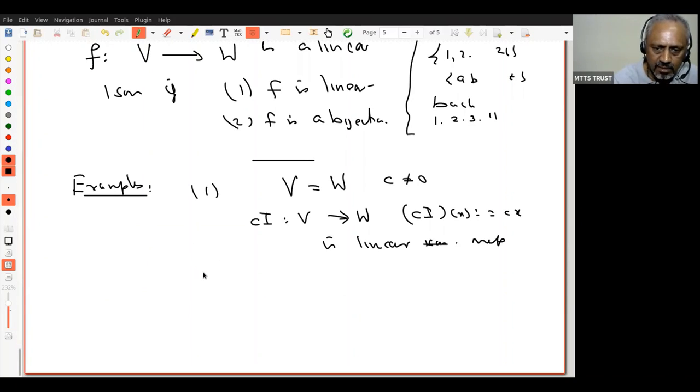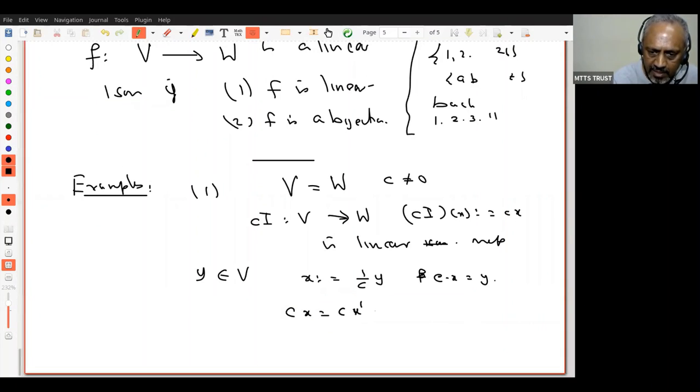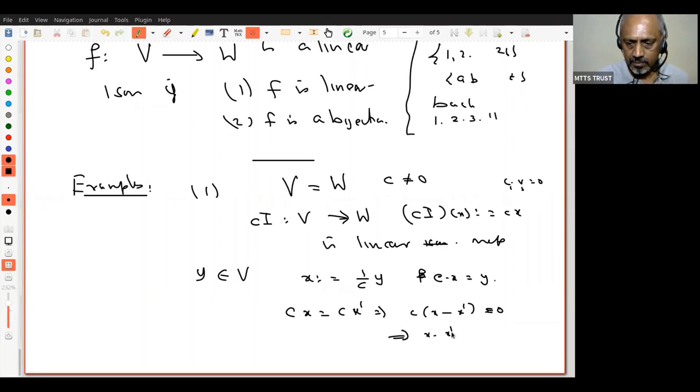Why is it a bijection? Suppose you give me a y in V, right? Then take x equal to 1 by c times y. Then what will be c times x? It will be y. Therefore, it's onto. And it's also 1-1. Why? If cx equals cx', this implies c times (x minus x') is 0. Now remember, one of the most fundamental properties of vector spaces: when c times v is 0, either c is 0 or v is 0. Now what do I know about c? c is not 0. Therefore, what can I conclude? x minus x' is 0. That means x equals x'. Right? Therefore, this is a 1-1 map, onto, and we already know it's a linear map. Therefore, it's a linear isomorphism.